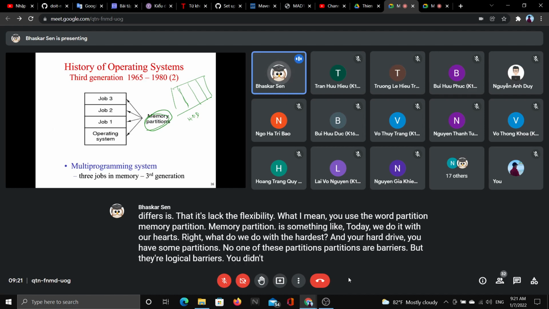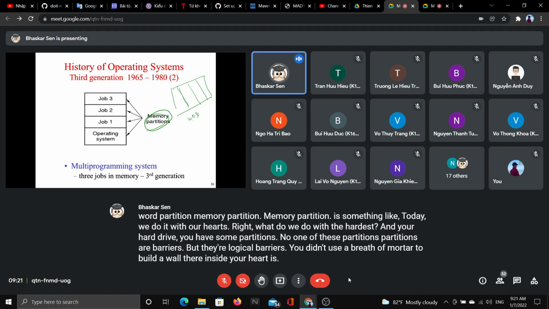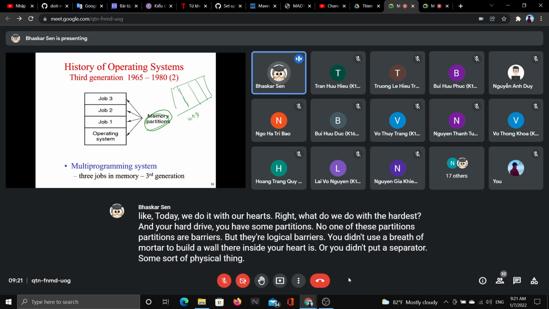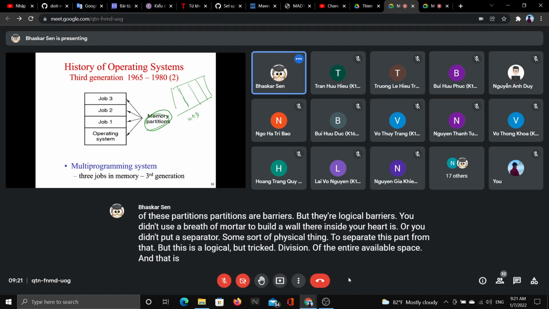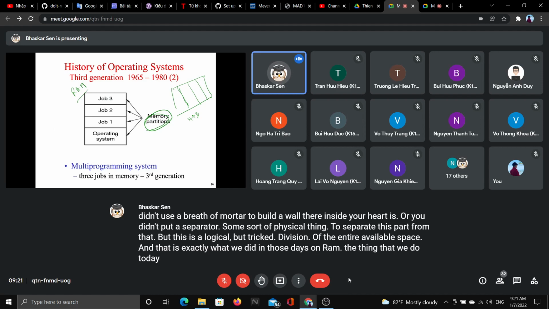You didn't use a brick or mortar to build a wall inside your hard disk, or put some sort of physical separator to separate this part from that part. But this is a logical but strict division of the entire available space. And that is exactly what we did in those days on RAM. The thing that we do today on our hard disk, the same thing we did on RAM. But they were all of equal size.